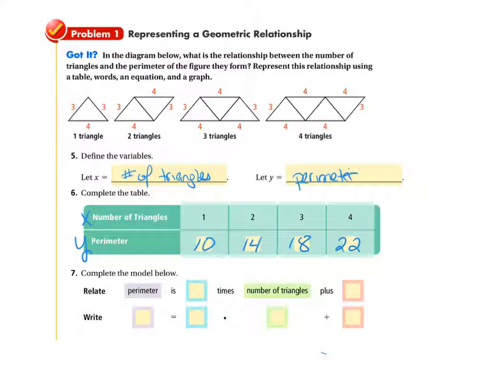So we find the perimeter is 4 times the number of triangles plus 6. And we'll talk in class about how I got this plus 6 value. So our perimeter, y, is equal to 4 times, what was the number of triangles? Oh yes, it was x, plus 6. So that's our equation.